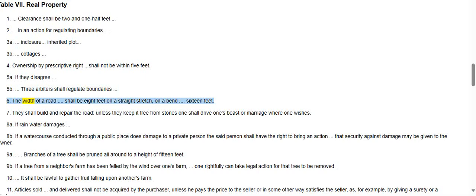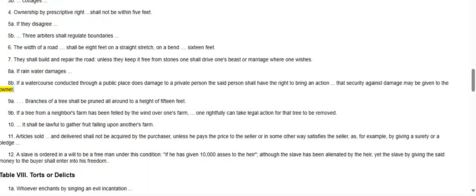6. The width of a road shall be 8 feet on a straight stretch, on a bend 16 feet. 7. They shall build and repair the road, unless they keep it free from stones. One shall drive one's beast or carriage where one wishes. 8a. If rain water damages. 8b. If a watercourse conducted through a public place does damage to a private person, the said person shall have the right to bring an action, that security against damage may be given to the owner. 9a. Branches of a tree shall be pruned all around to a height of 15 feet.